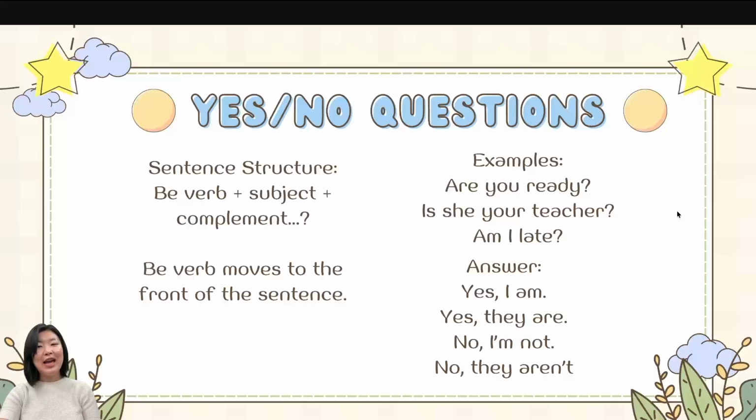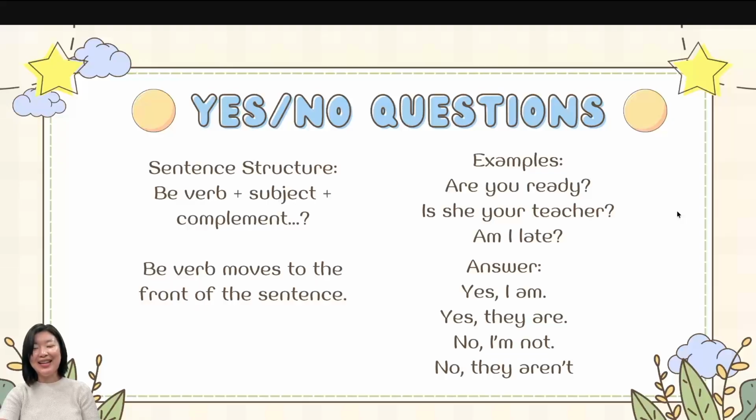Lastly, let's take a look at yes/no questions. So the sentence structure is as follows. Be verb comes first and then subject and complement. You just have to switch the subject and the be verb's position. So the be verb moves to the front of the sentence.